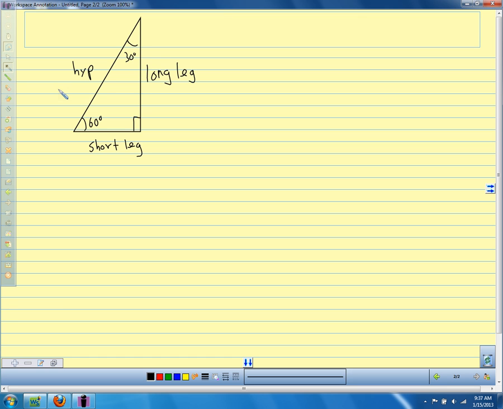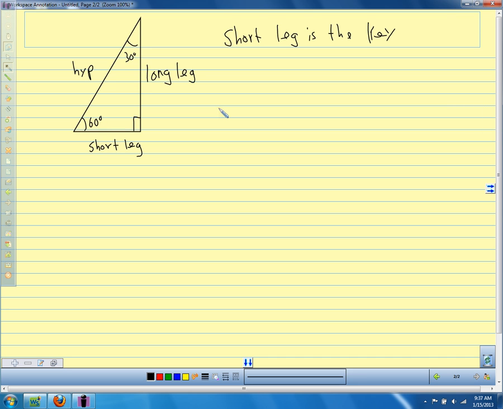In 30, 60, 90 triangles, the short leg is the key. All of our rules for 30, 60, 90 triangles involve the short leg. We could write more complicated rules that involve the other parts of the triangle. It's just easier to remember one set that has to do with the short leg.